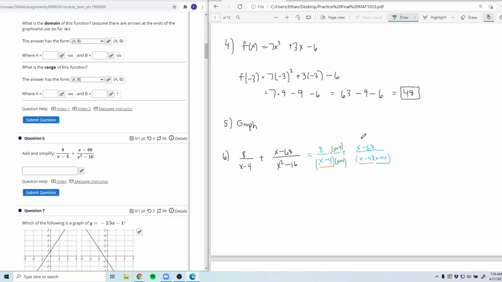You have to keep the fractions balanced. If you multiply the bottom by something, you also have to multiply the top by something. But once you do that, then you can start to simplify quite a bit.